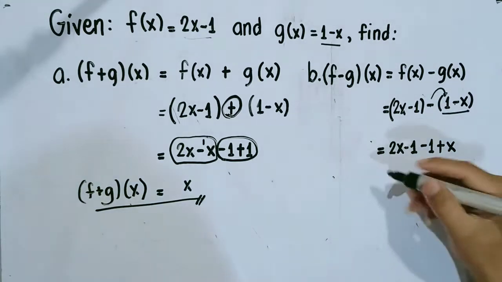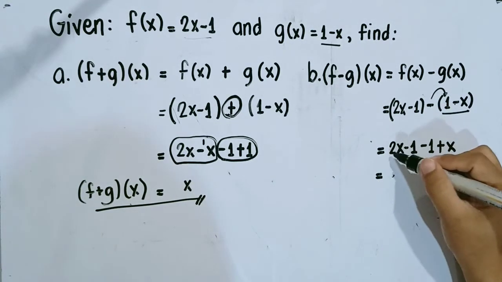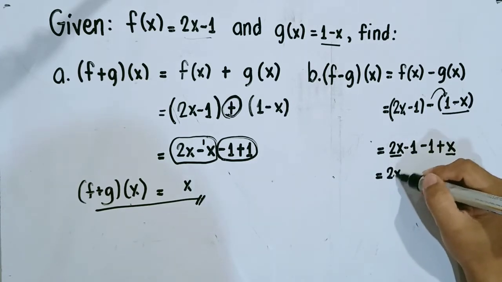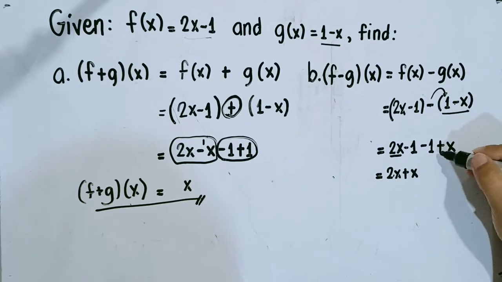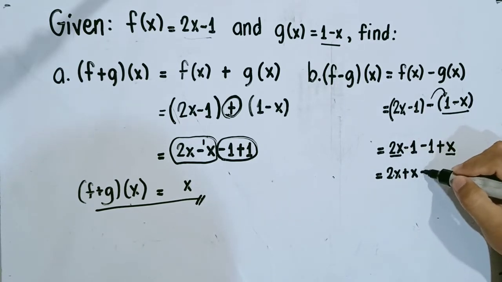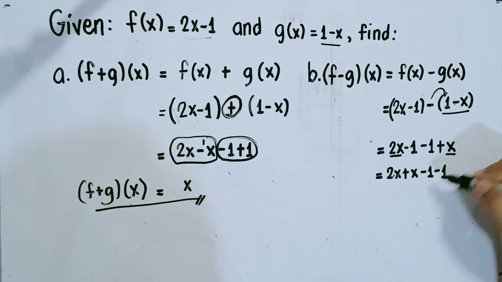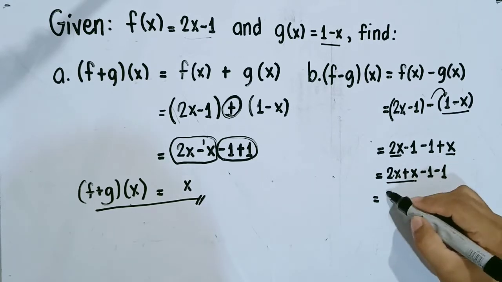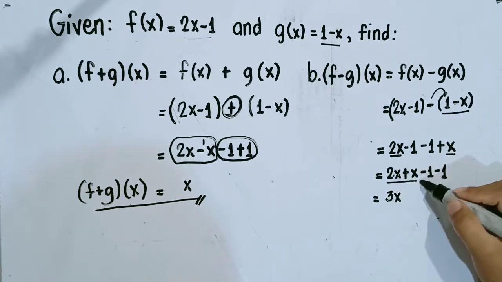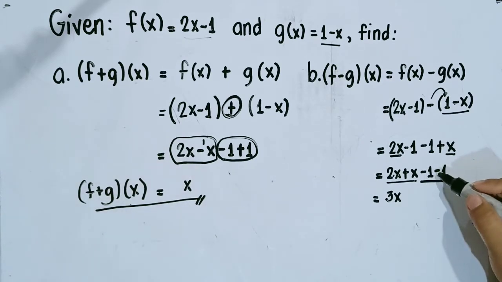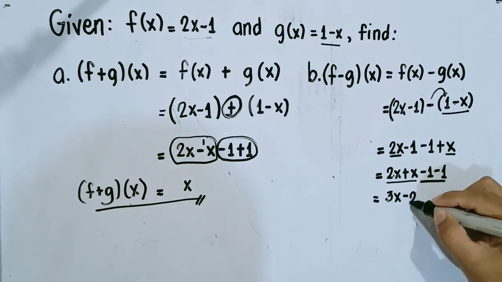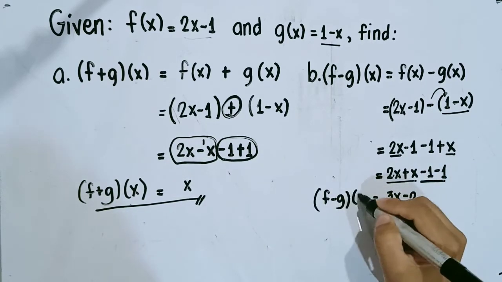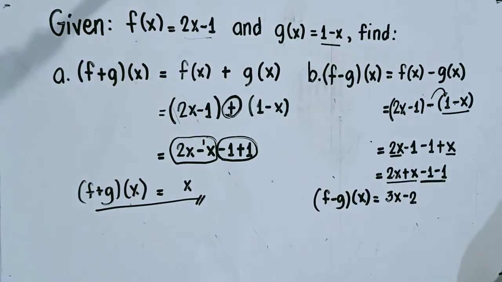Next, for you to not be confused, let us group the terms according to variables. So we have 2x plus x, because the sign is positive. Next is negative 1 minus 1. So combine like terms. Like terms here, we have 2x plus x, so the answer is 3x. Then negative 1 minus 1, the answer is negative 2. So our answer for f minus g of x is equal to 3x minus 2.